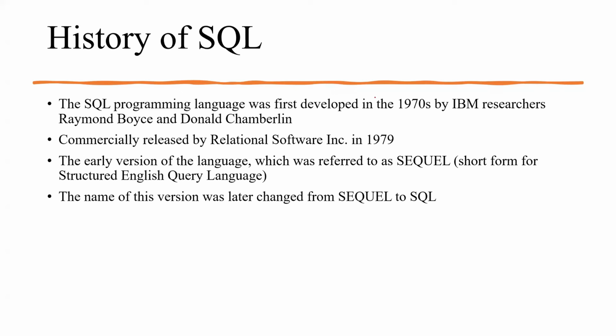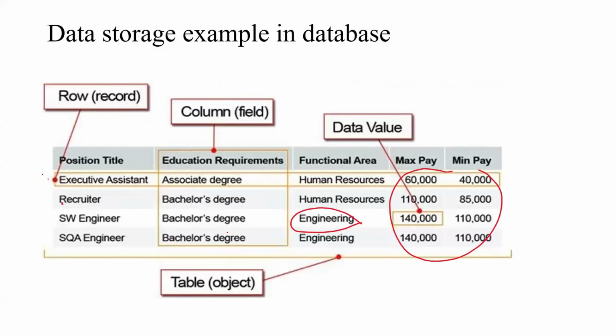Okay, let's say everyone has a doubt or a curiosity about how data is stored in a database. Do you have curiosity? Yes, sir. Let's see how data is stored in a database. I have taken a simple example. Does it look like a table? Yes. Here, can you see position title, education requirement, functional area, max pay, minimum pay?